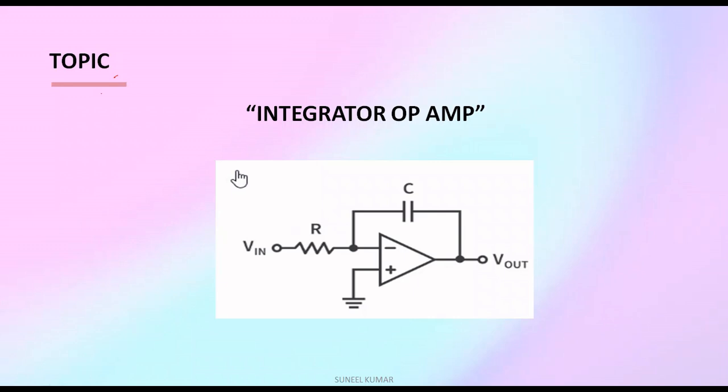So here we can see that in feedback we have used a capacitor. The capacitor is connected between the inverting terminal and the output terminal. So we have used a capacitor as a feedback component. Let's see how we can analyze this circuit.